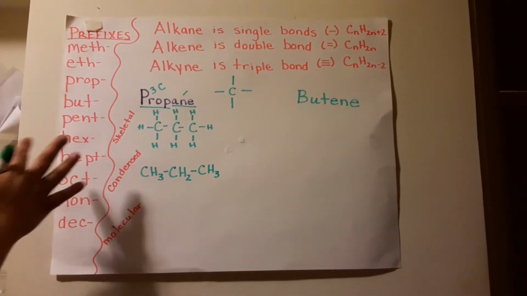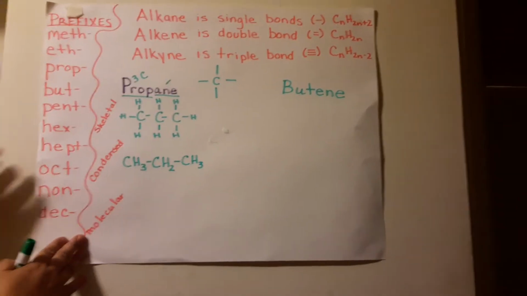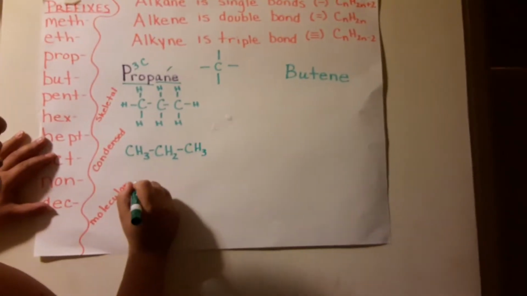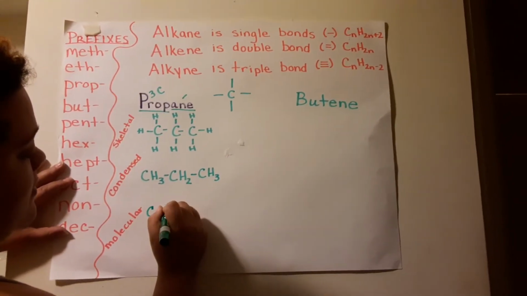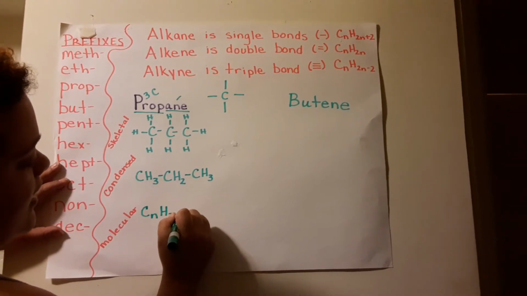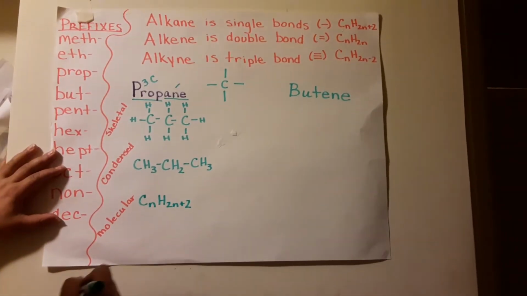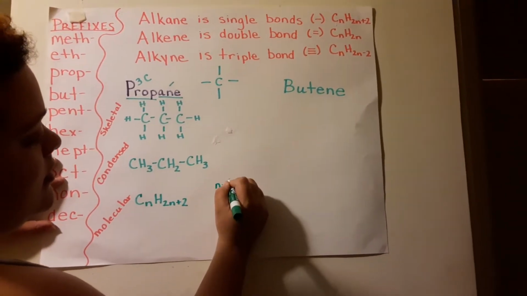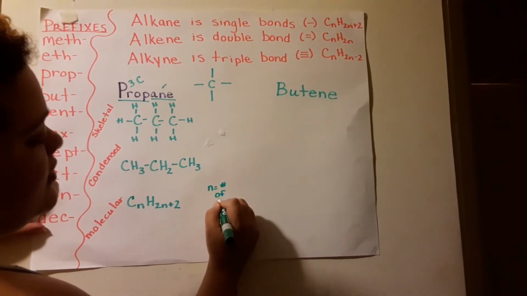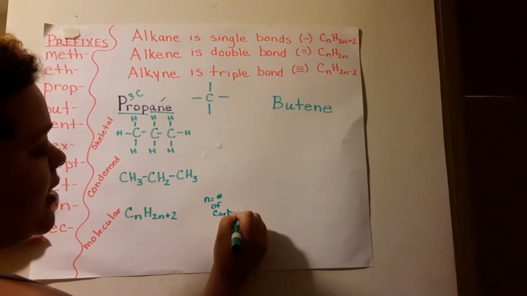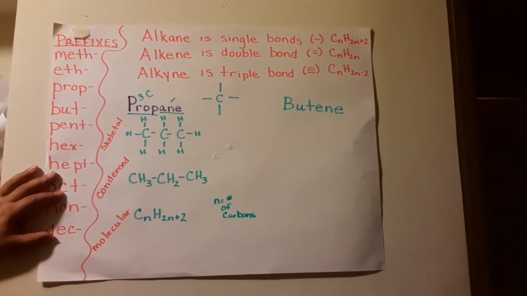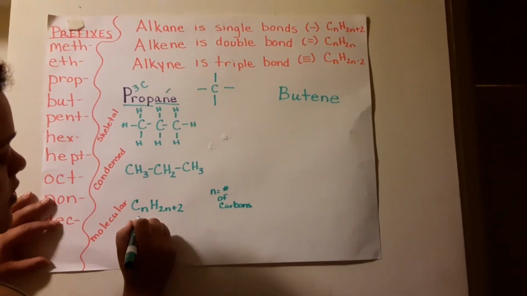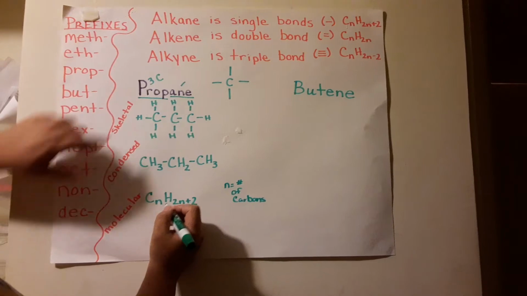All right, and to satisfy our third portion of this problem, we have our molecular formula. And as you see here, we're going to use CnH2n plus 2. N is the number of carbons. So we want to make sure we keep that in mind when we're doing these problems. So now we're going to plug and chug our information. So we know N is going to be 3 because of the prop.